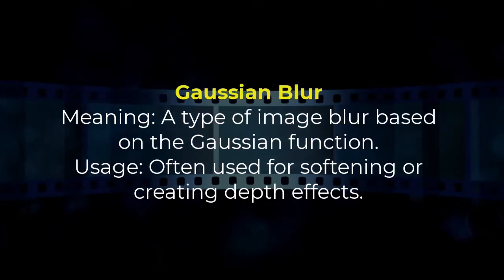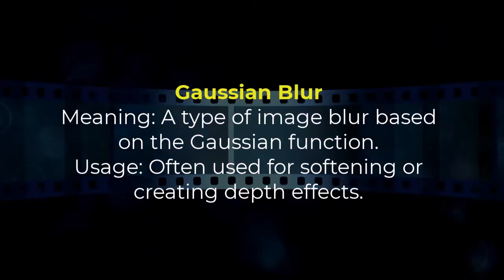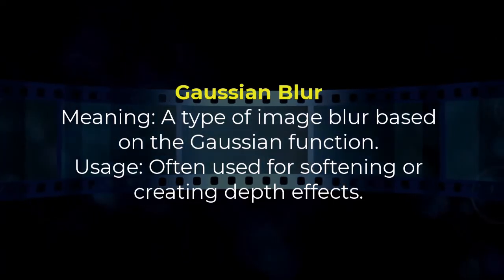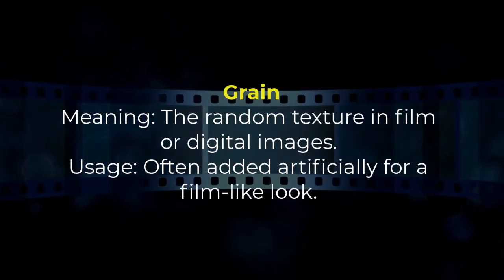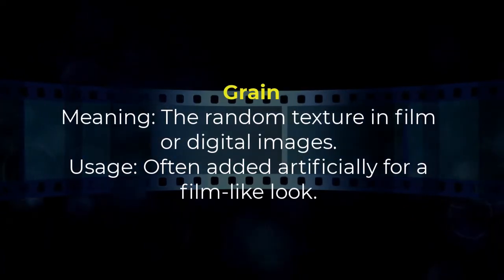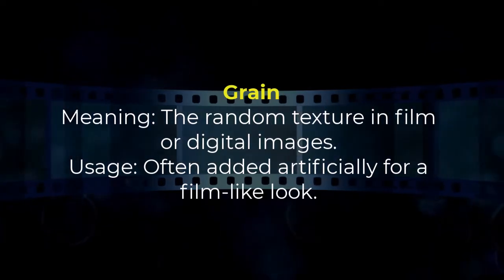Gaussian blur, meaning a type of image blur based on the Gaussian function. Usage, often used for softening or creating depth effects. Grain, meaning the random texture in film or digital images. Usage, often added artificially for a film-like look.